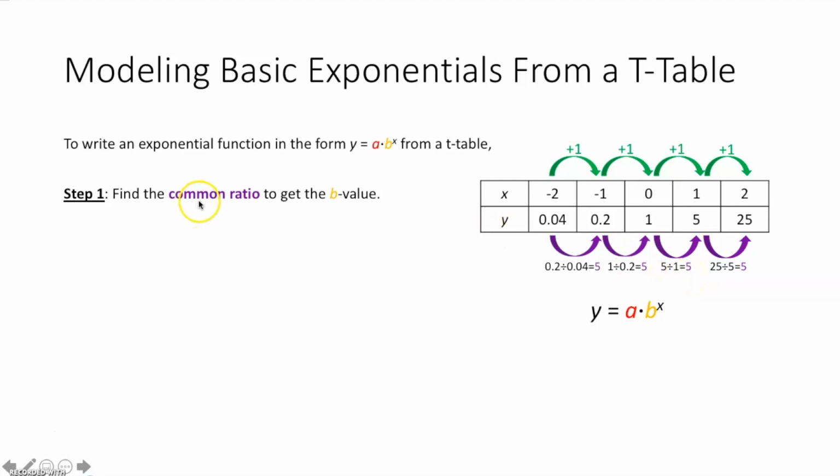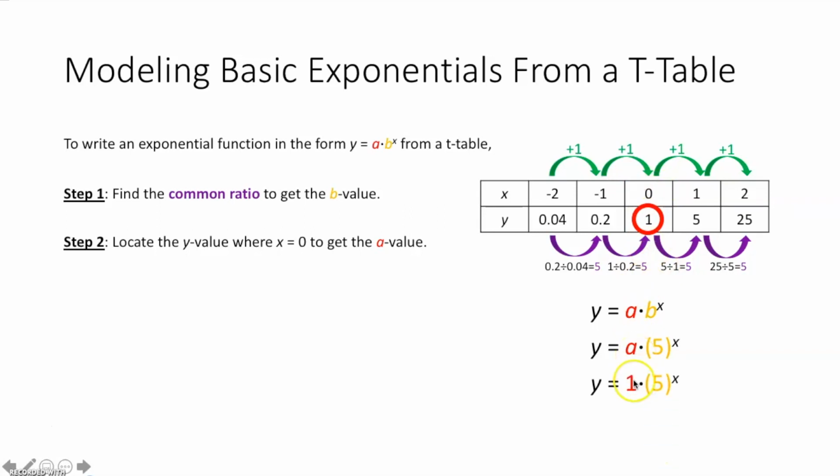Now that common ratio is your b value. So we're going to take 5 and plug it in for b right here. Sweet. So the only thing that's left is to find our a value. Well, that's easy. To find your a value, you're just going to locate the y value where x equals 0. So where does x equal 0? That's here. What's the y value that goes with that? That's this 1. That's your a value.